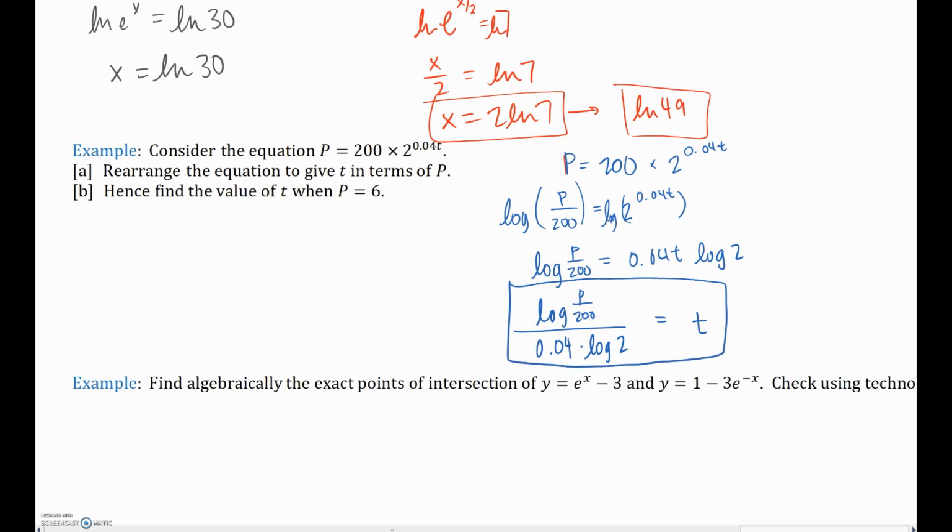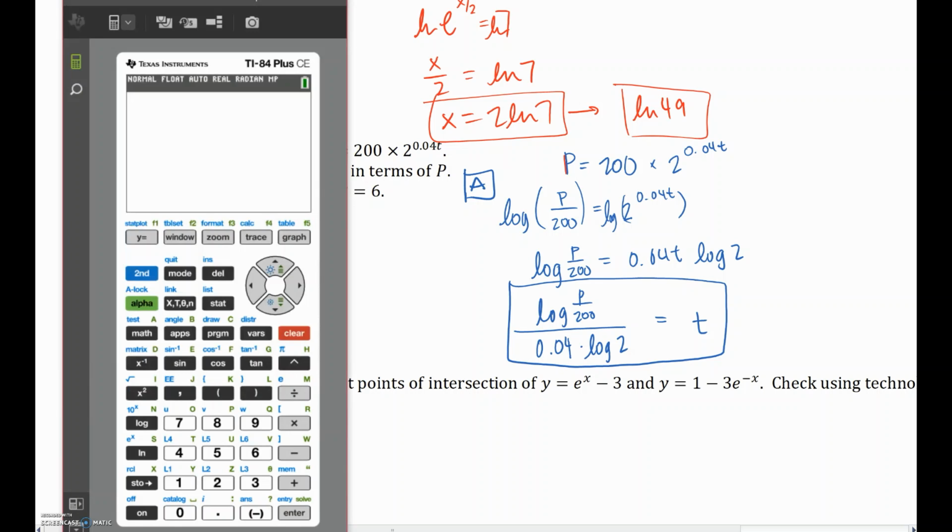All right, what about if they want me now to find t when P is 6? All right, piece of cake. So part A is done, check. Part B says, all right, do it when P is 6. So I need Sheila here, and I'm going to grab the calculator and just plug it in. That's why I picked log, by the way, so I could use my calculator. And again, natural log would work just as well. So 6 divided by 200 is that, right?